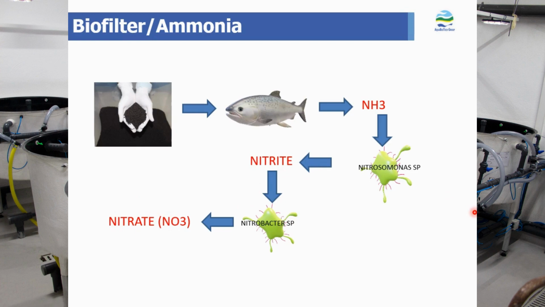Nitrosomonas and Nitrobacter will also be colonizing other parts of the RAS system, but the biofilter is where they have much more growth surface. Thus, it's important to have optimal conditions in water current and oxygen for these bacteria to do their job in the biofilter. For more details on how to start, maintain, and disinfect a biofilter, see more presentations of our team.